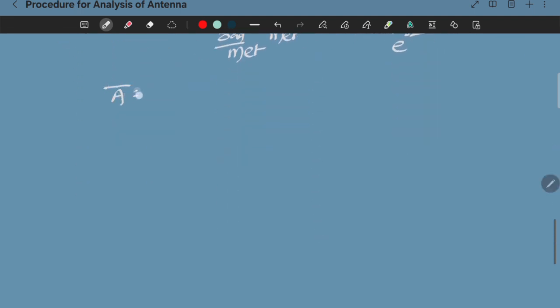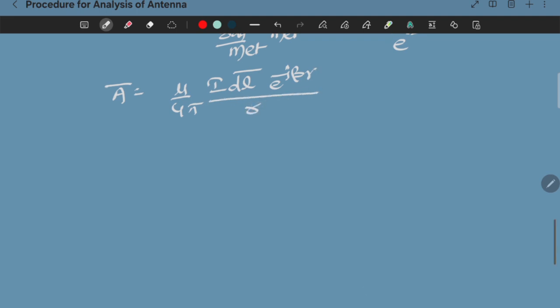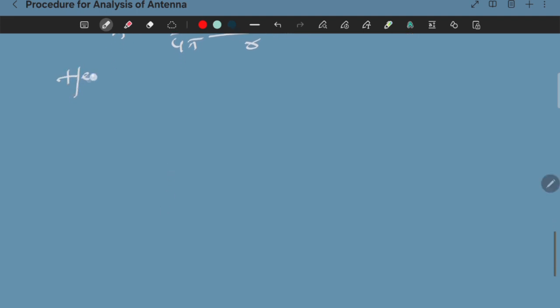So A bar is equal to mu by 4 pi. I dl bar is the source. E power minus j beta r is indicating the phase, and the distance relation is 1 by r. Now we assume a Hertzian dipole antenna. Dipole means two conductors are there, and a Hertzian dipole means its length is very small compared to lambda. dl is very much smaller compared to lambda, like lambda by 50, like that.